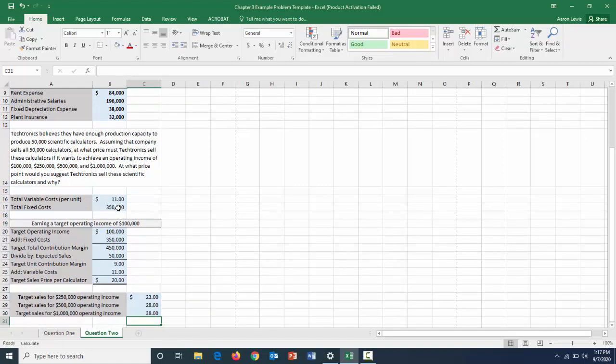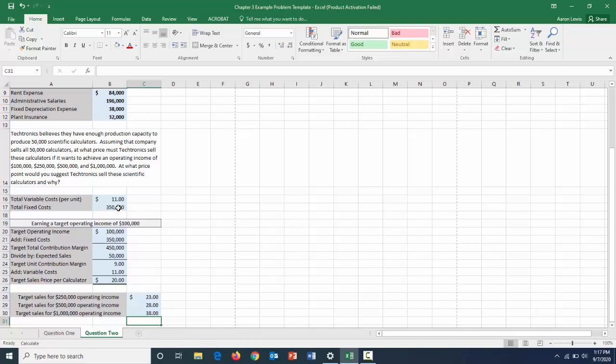So for Tektronix here, if they are comfortable with $100,000 in operating income, they should sell for $20. If they want to get to $250,000, they should sell for $23. If they want to get to $500,000, they should sell for $28. And if they want to get to a cool million, they should sell for $38. What number should they sell for and why?